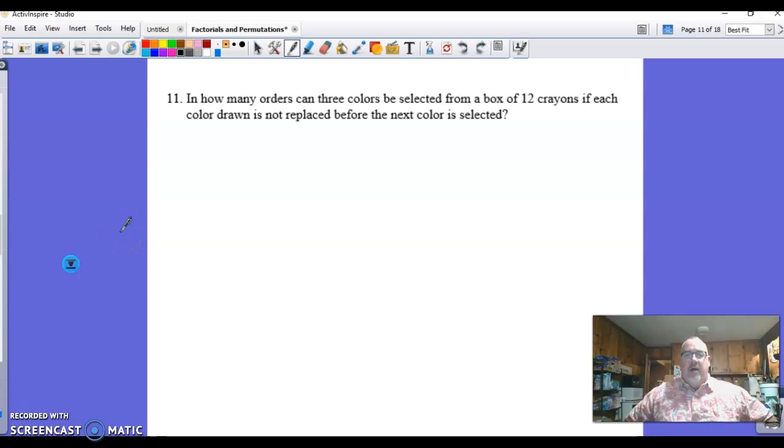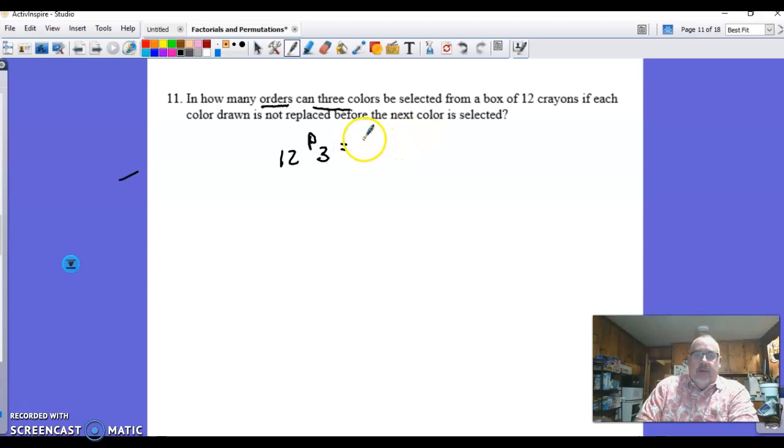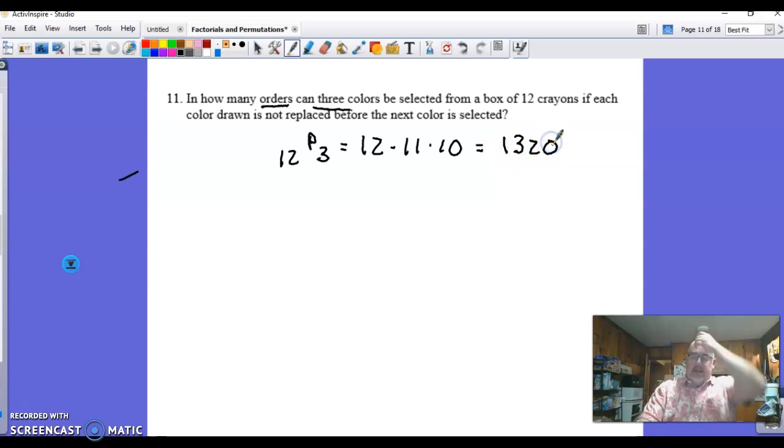All right. I think we left off on number 11. How many orders can three colors be selected from a box of 12 crayons? So not replace before the next one. So how many orders? We know it's a permutation because there's order to it. We have three colors from 12, so that says 12P3. That also might be just as easy doing 12, 11, 10. Once you do 12 times 11 is 132, you can just add a 0 for the 10, and you got 1,320. All right.